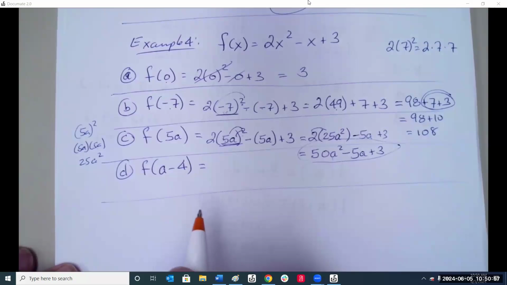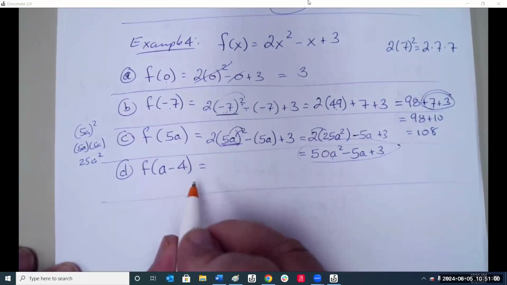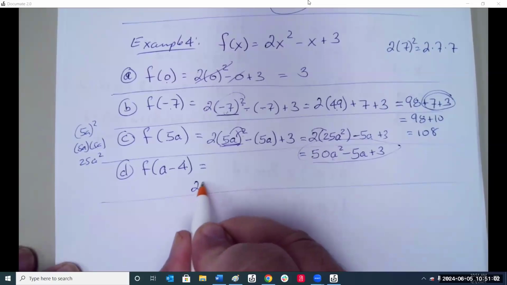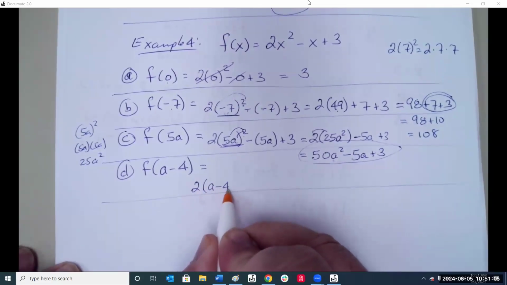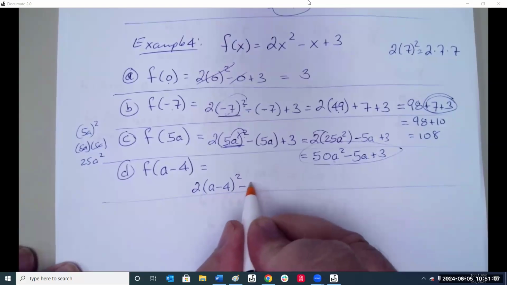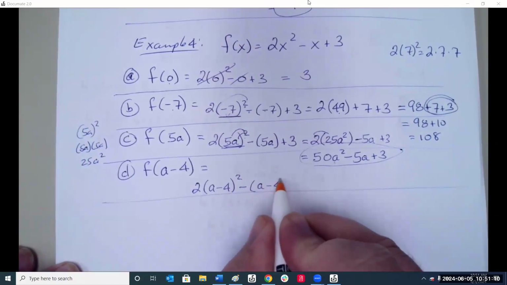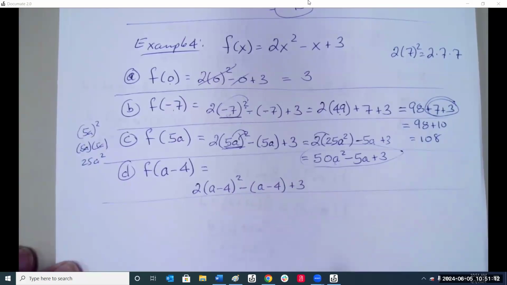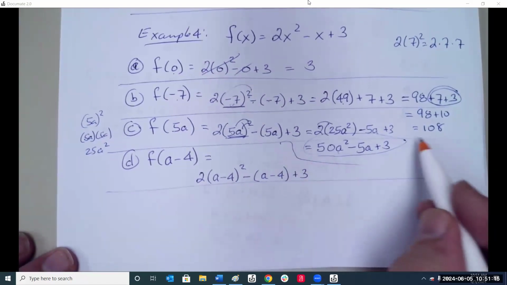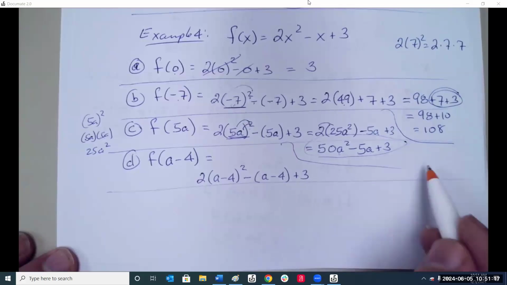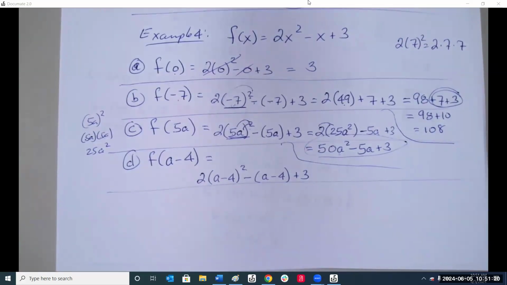Now, the last one's going to be more difficult because it's an equation we're putting in there. So we have 2A minus 4 squared minus A minus 4 plus 3. Okay. Again, the way they set this book up, I told you from day one, I hate it. Because we haven't talked about this stuff yet. What did y'all do here?